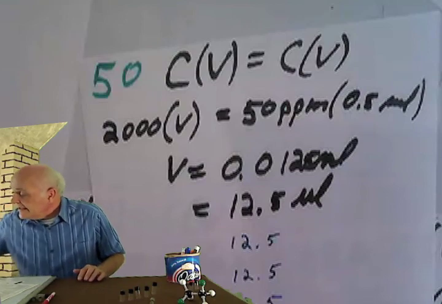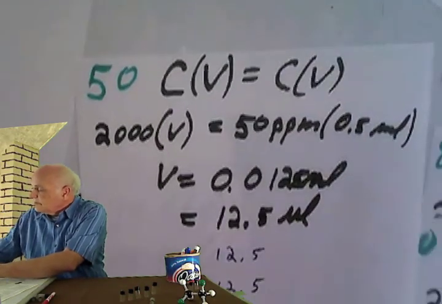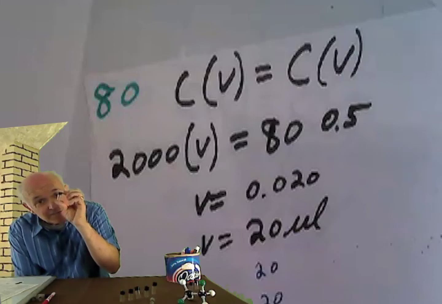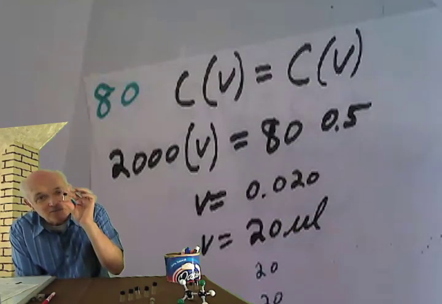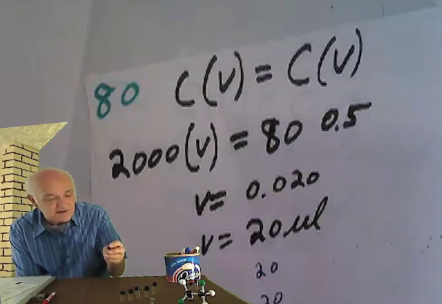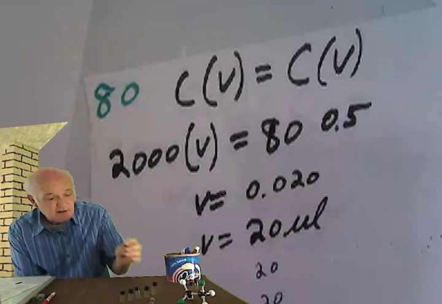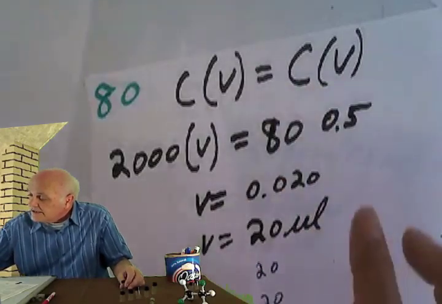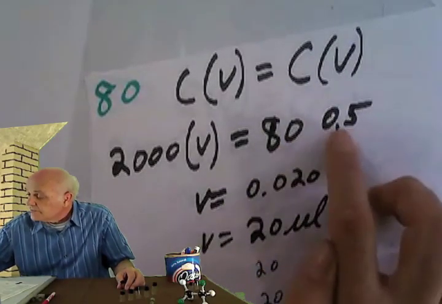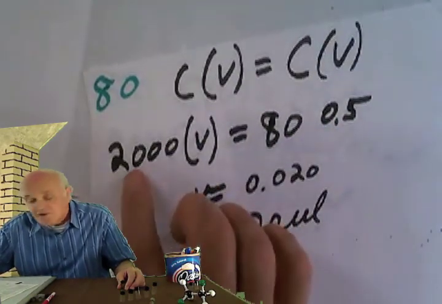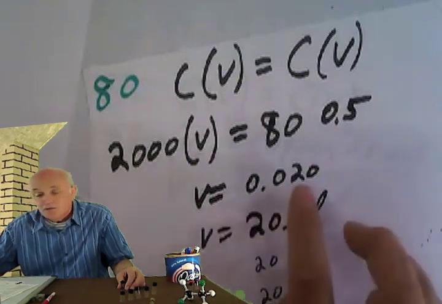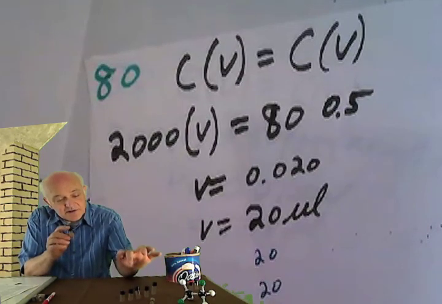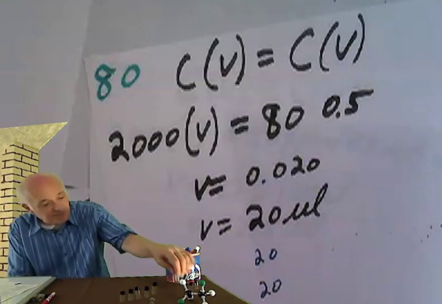Moving forward, we want to make an 80. Take a vial, label it. This also needs to be logged in the EPA standards control log. Label it as an 80. How much do we need? Same thing. Concentration times volume is equal to concentration times volume. 80 times 0.5 milliliters, concentration times volume, 2,000 parts per million. What's our volume going to be? Our volume is going to be 0.020, which is 20 microliters. So we put in 20 microliters of each of the five standards, and we're done.